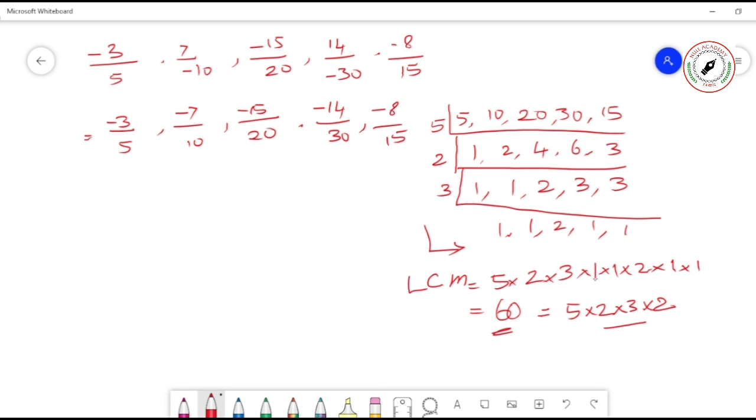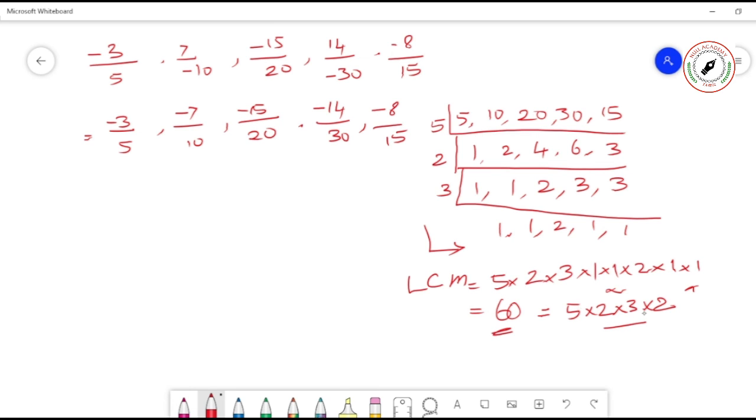5 into 2 into 3 into 2. I omitted all these ones. Multiplying by 1 is the same as that number. So I left that 1 as it is. So 5 twos are 10 and 2 threes are 6.